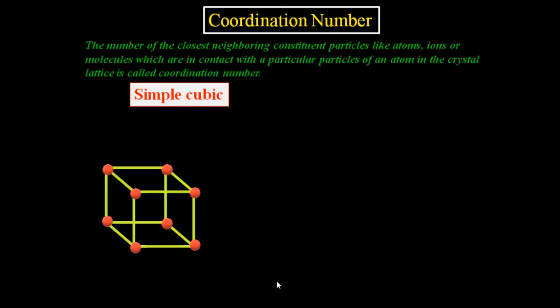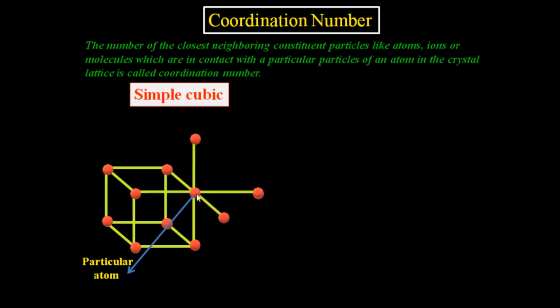The first one, the simple cubic unit cell. In a simple cubic unit cell, atoms are present at the corners of the cube only, and each atom is in contact with 6 identical equidistant spheres. Here, this is our particular atom, and this particular atom is surrounded by 6 other equidistant atoms.